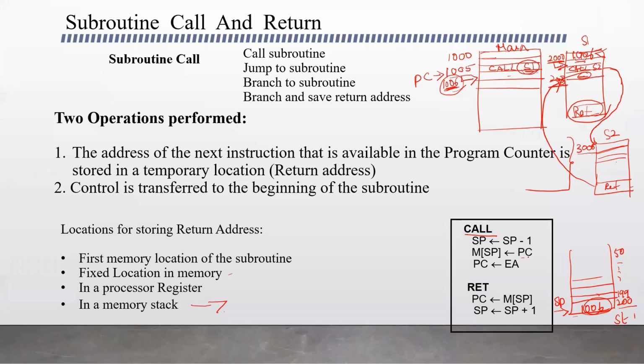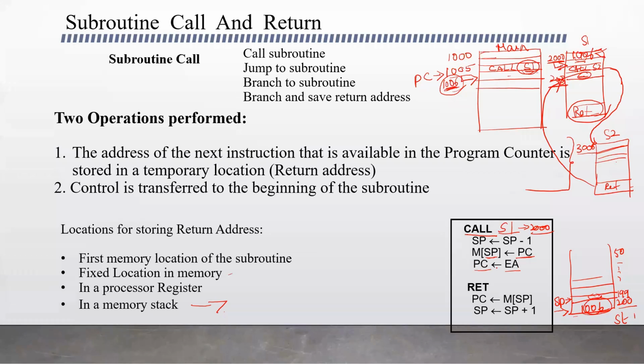So SP is SP minus 1. And to move the return address that is in PC into the stack, we write the instruction: memory word at the location of SP. Here the return address needs to be moved. PC is moved, and then PC is loaded with the effective address. What is the effective address? The address given in the instruction in the call statement. It is call S1, and S1 is 2000. So that is our effective address, and it is loaded into PC.